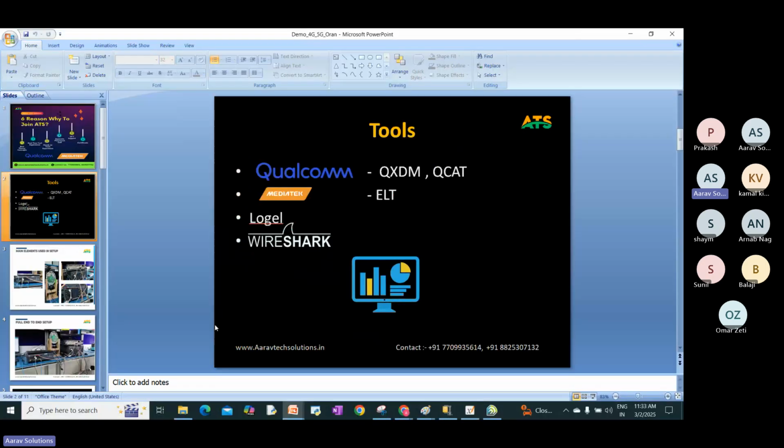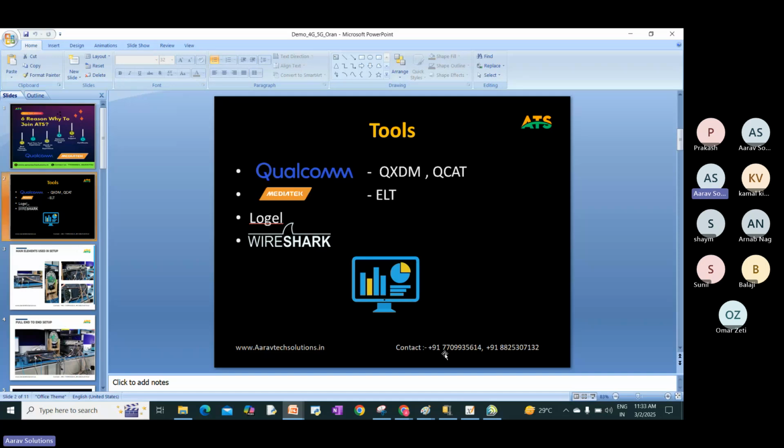Okay, whatever we are covering, we'll try to cover with the help of these tools only. Maybe some session on one tool, some session on another tool. But end of the day, we will try to cover all of these tools.